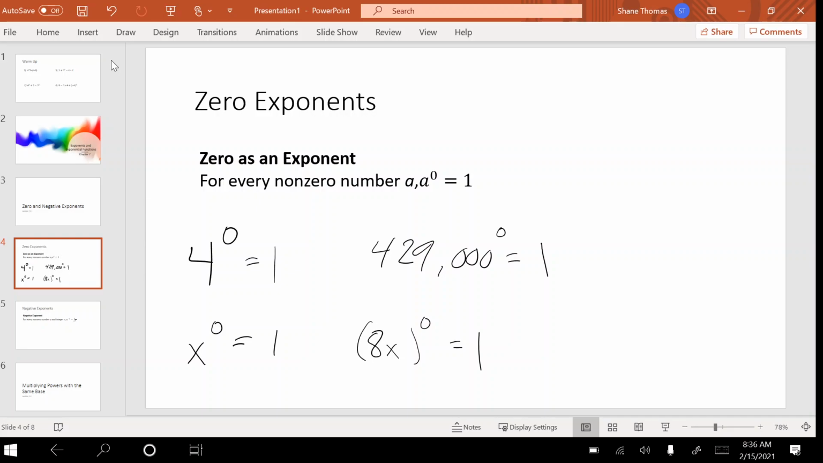Does that make sense? Now, the only time it might get a little bit tricky is if you have something like this. Negative 5 to the 0 power. It's negative 1. Why is it negative 1? Well, the 0 only goes to the 5, correct? Same thing as the difference between this first one, 8x. Everything inside the parentheses is raised to the 0 power. That's why it's 1. This one here, the 0 only goes with the 5. Because it only goes with the 5 is the 1, but we still have the negative sign out front.